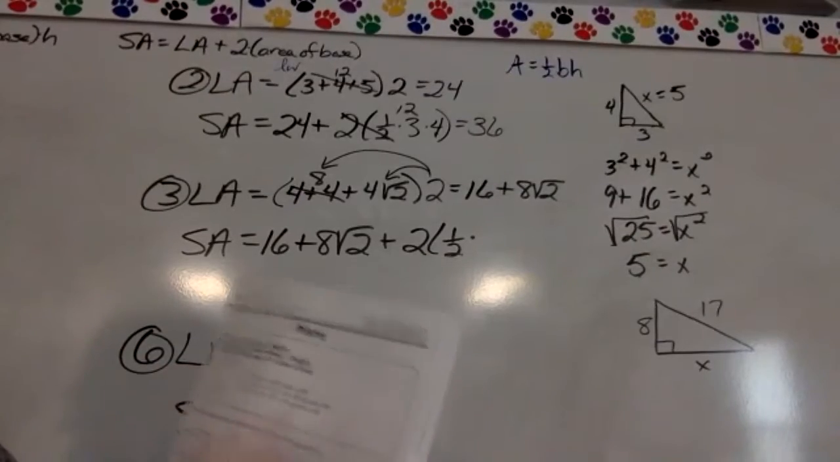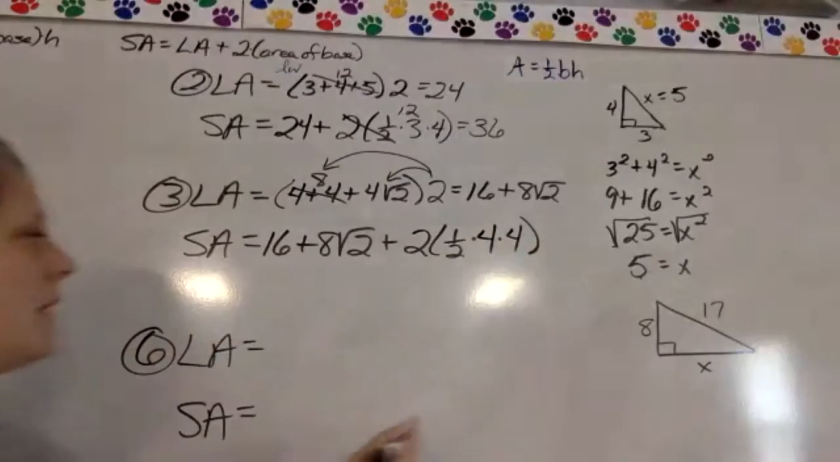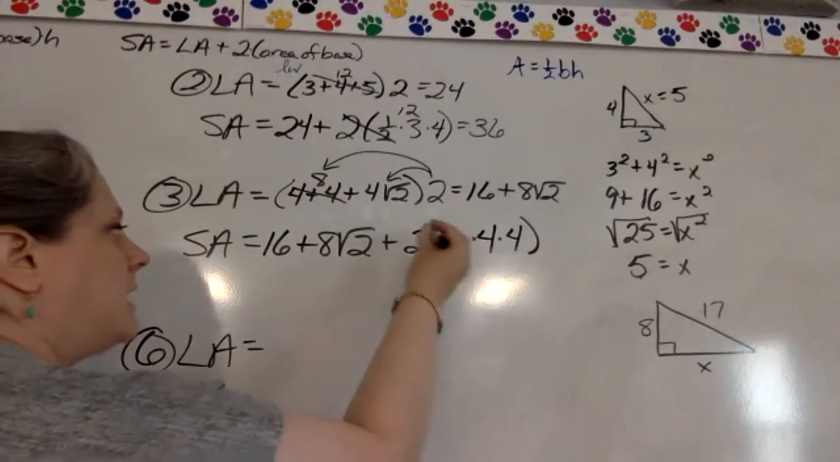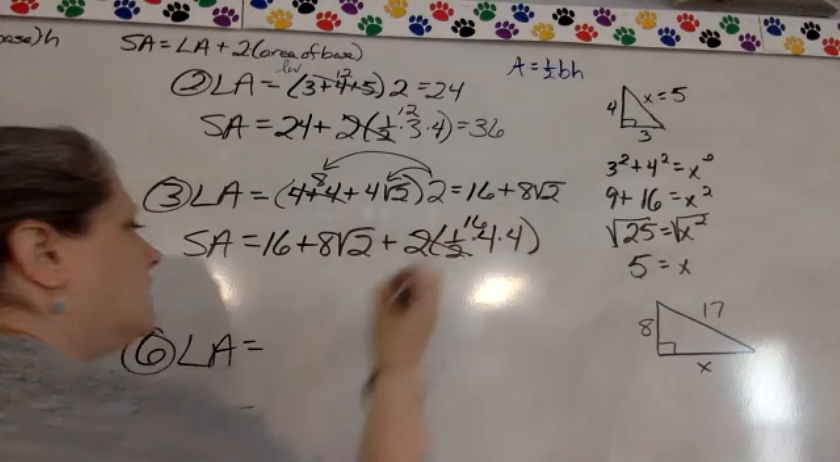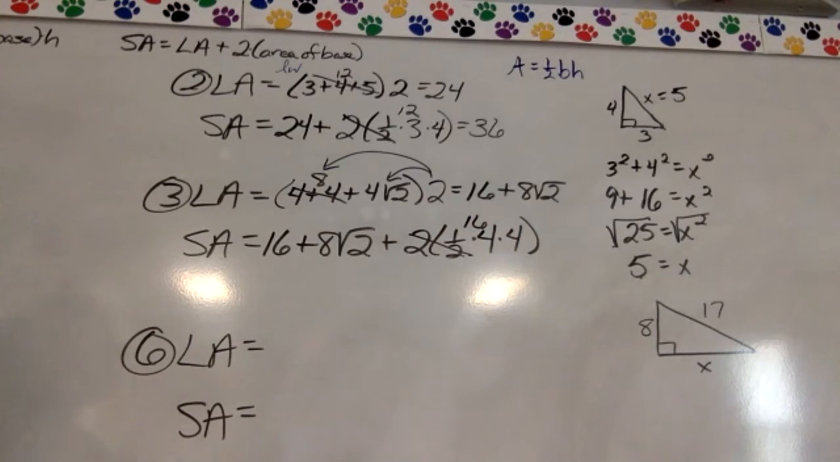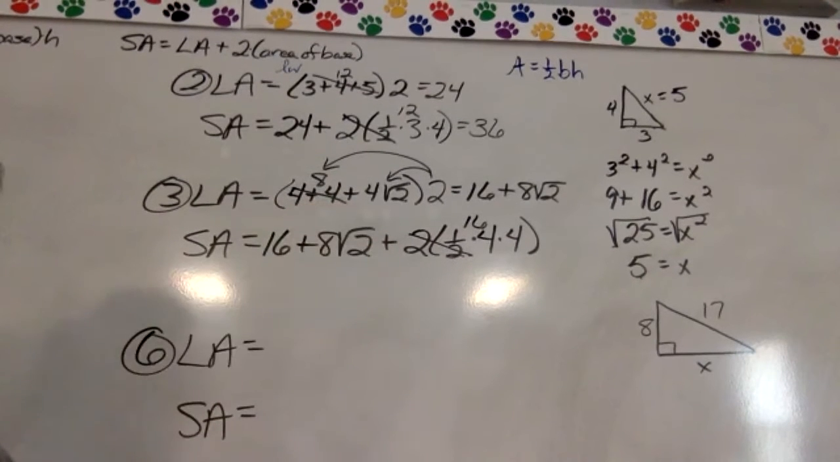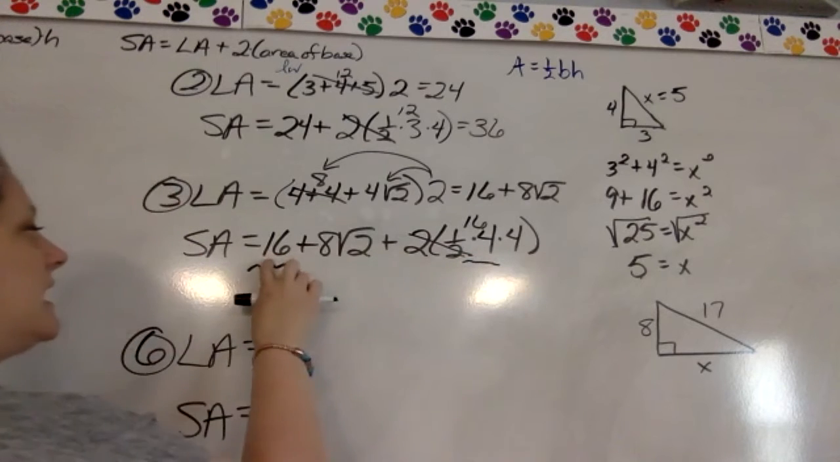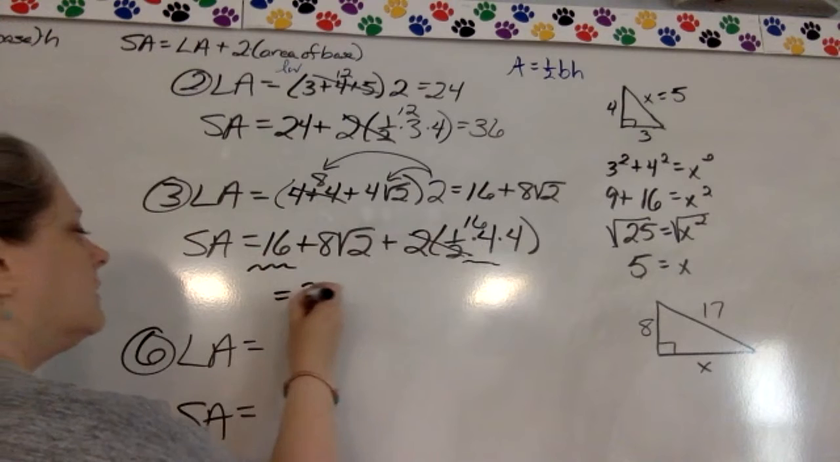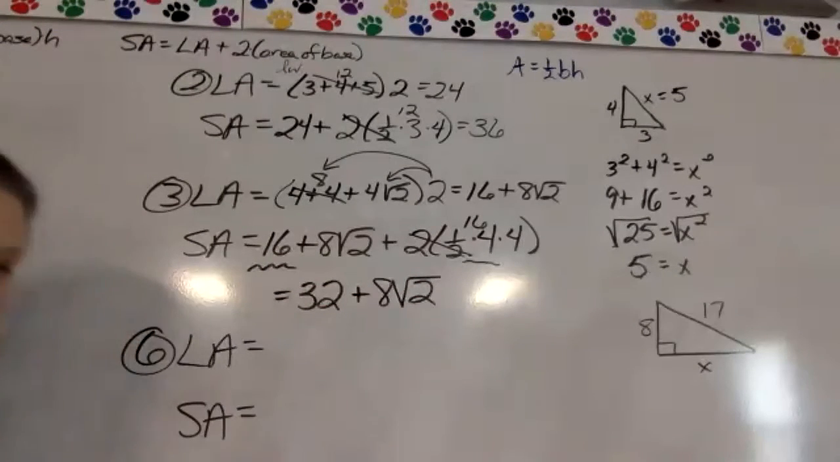Okay, so they're both 4. So I have 1/2 times 4 times 4. Now remember what we already talked about, when you take 2 times 1/2, that part cancels out. So 4 times 4 is 16. Now, just like what we did in parentheses up here, you can only combine the parts that don't have a radical on them together. So I have 16 here and I have 16 here. So 16 plus 16 equals 32, plus the 8 square root of 2.